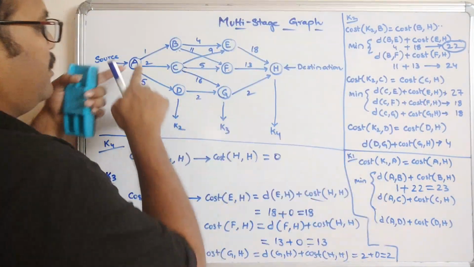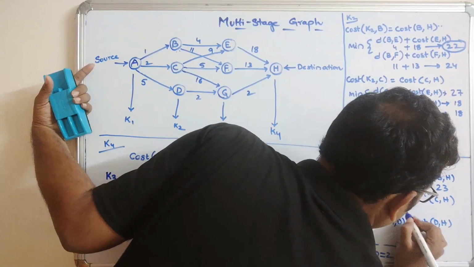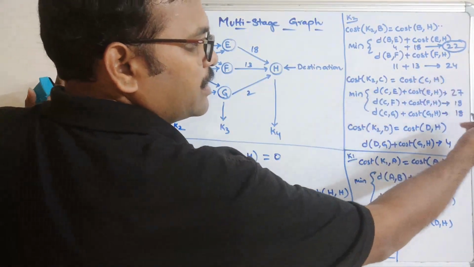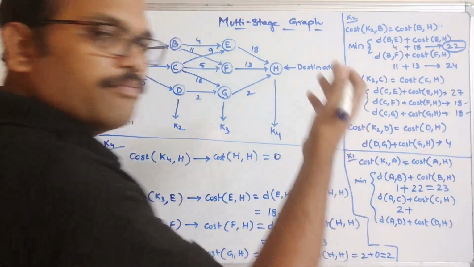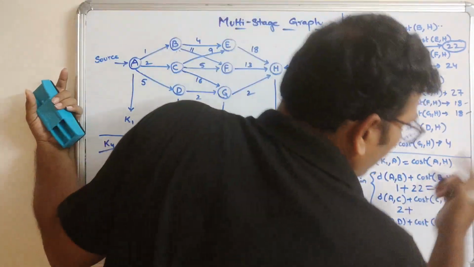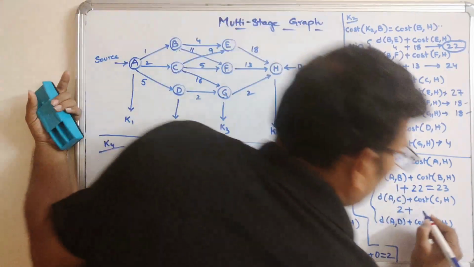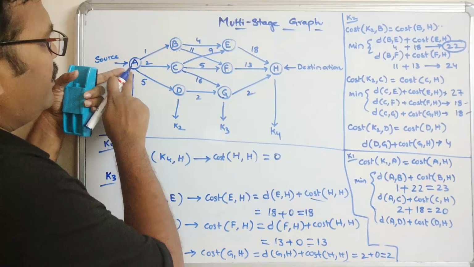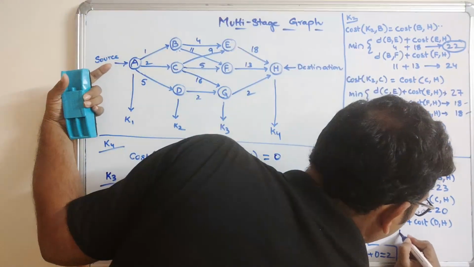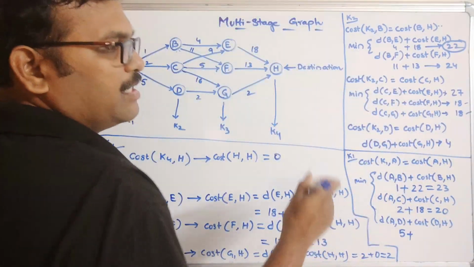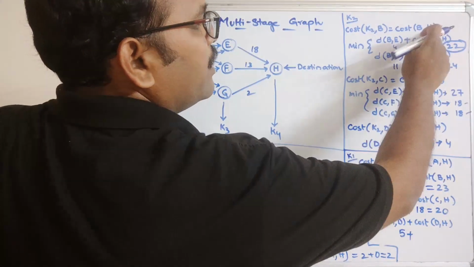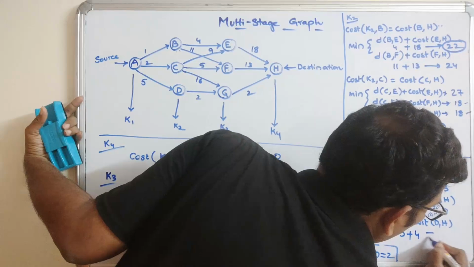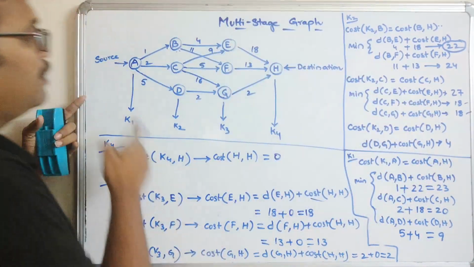Now D of AC is 2 plus the cost of CH. Here we have already calculated the cost of CH, so 18. We can consider either, because both are equal, so I am considering 18, which gives 20. Next, D of AD, A to D, is 5 plus the cost of DH. What is DH? Once again, B to H, C to H, and D to H is 4. So it is 4, which gives 9.